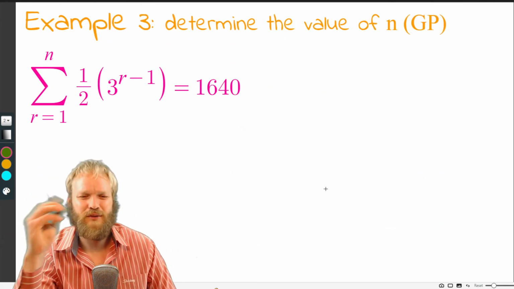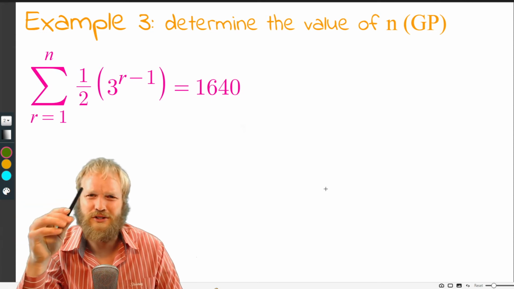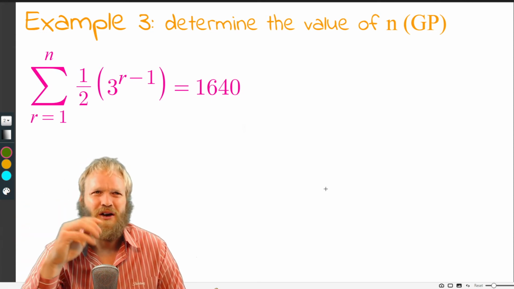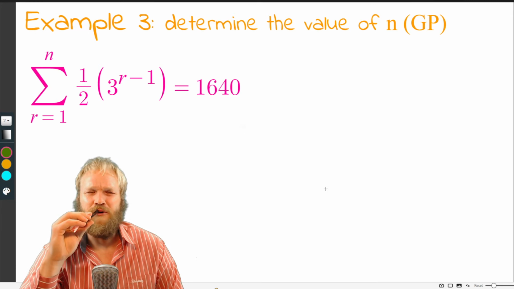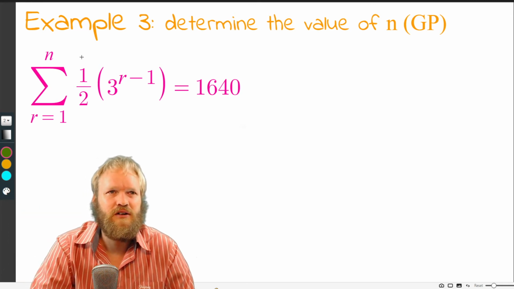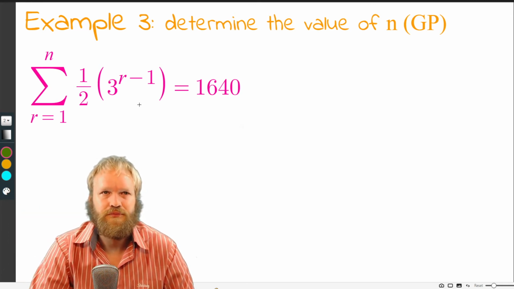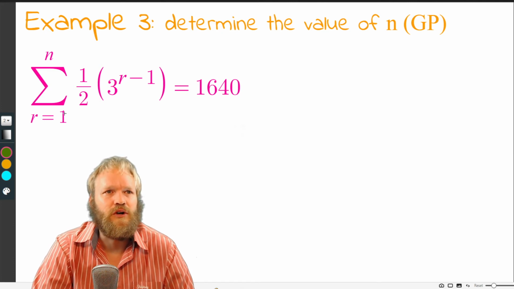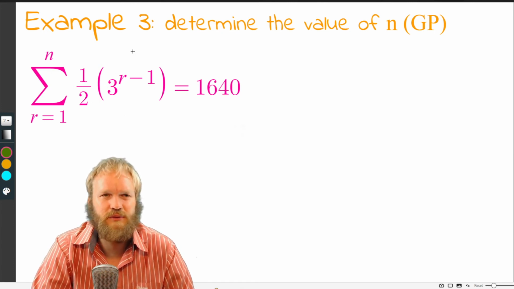Example 3, pause. Okay, the pauses are there just to get a breather. Determine the value of n. Okay, so this time we're given our formula. And we got r equals 1 up to n. We get the sigma formula and we get our answer.